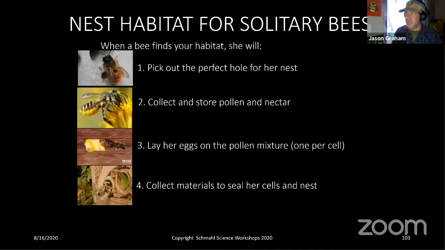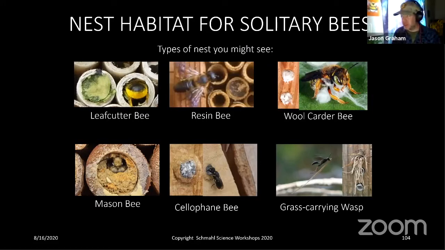So nest habitats, what happens is the bee will find your habitat, she'll look for the perfect hole for her nest, then she'll go and collect and store some pollen nectar in that tube. She'll lay eggs on it, and then she'll go collect some other kind of material to put in front of the egg to protect it and seal her cell. She'll work her way out, and at the very end, she'll seal it off with a leaf or a resin or mud, depending on what type of bee she is. We have wool carder bees that go and collect some fibers from plants, like the wool from plants, and put that in front of their nest.